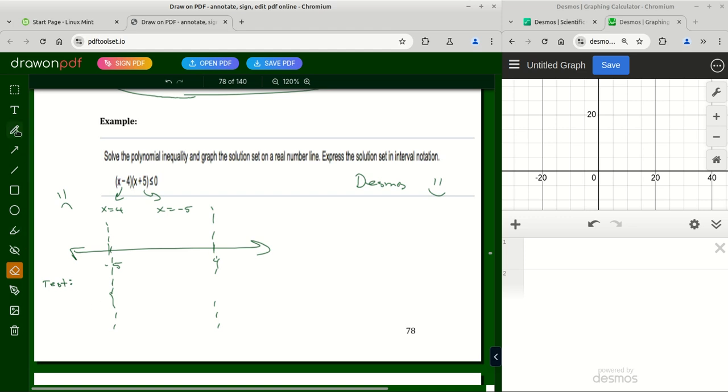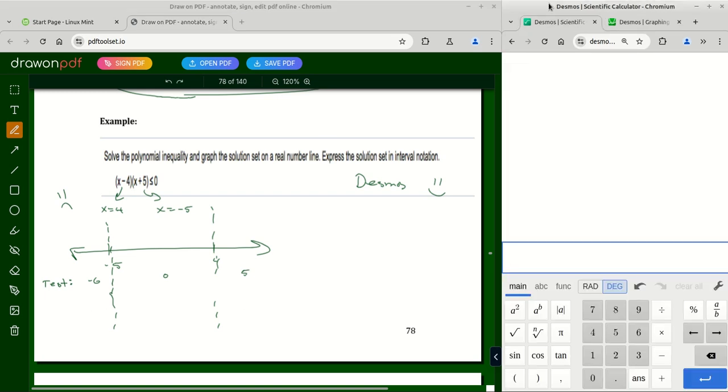Testing -6, 0, and 5. You could do like 500. It doesn't really matter. Just whatever you want to do. Let's just do 5. So I'm going to test these guys out in Desmos Scientific so you see that I'm being honest here. So we got -6 minus the 4, -6 plus the 5. And I got a 10.